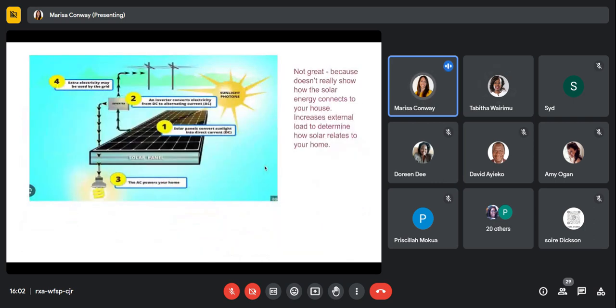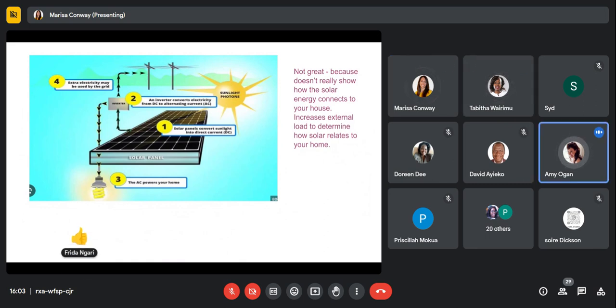And then we thought this was a bad example because it's telling you about some of the same components, but I don't have any idea how that relates to me as an individual, and it's very unapproachable, the language it's using and the design it's using.